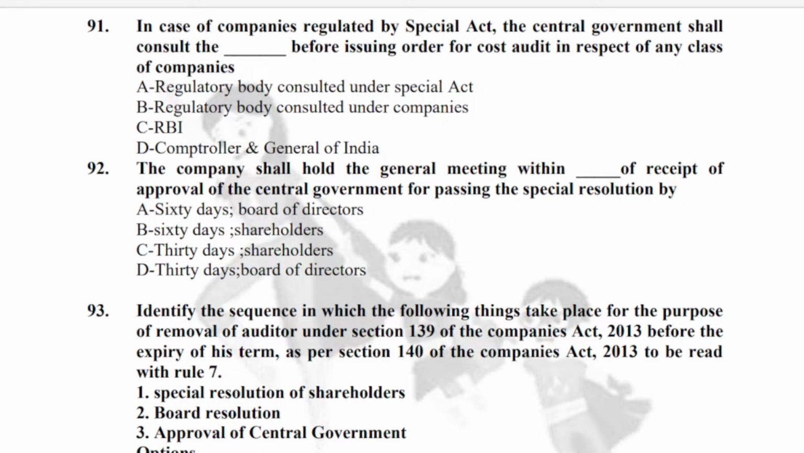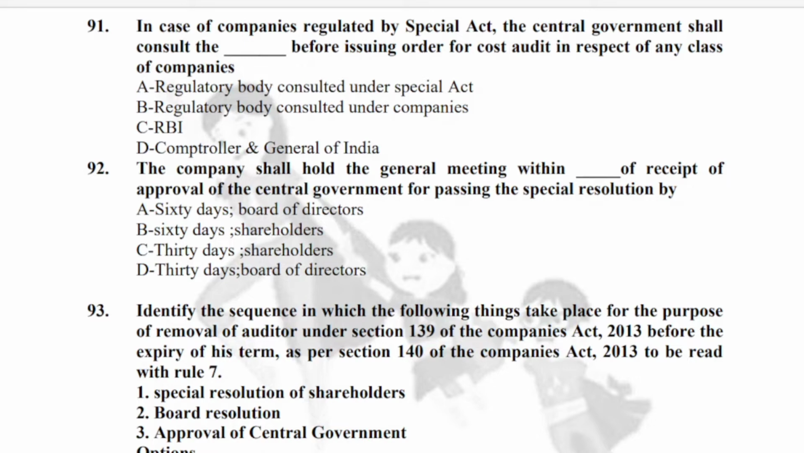before the expiry of his term as per section 140 to be read with rule 7. Special resolution of shareholders, board resolution, approval of central government. As we have already discussed in question 92, first, whenever we have to remove the auditor before the expiry of his term, number one is we have to pass a board resolution. After passing the board resolution, then in that case, we need to obtain the approval of central government first.